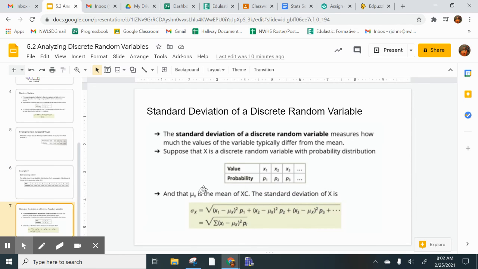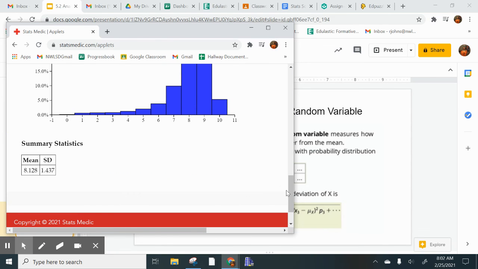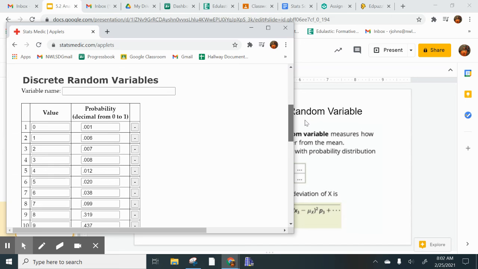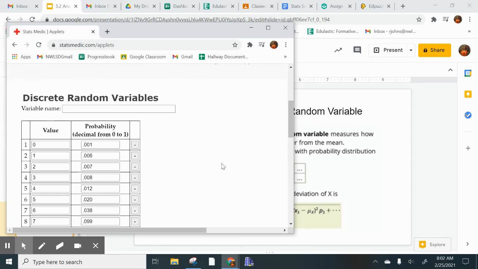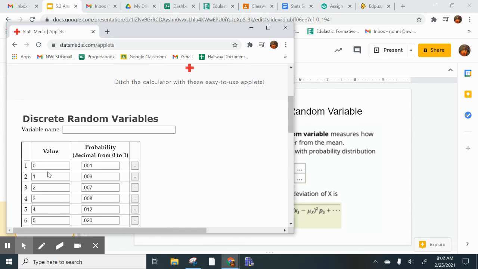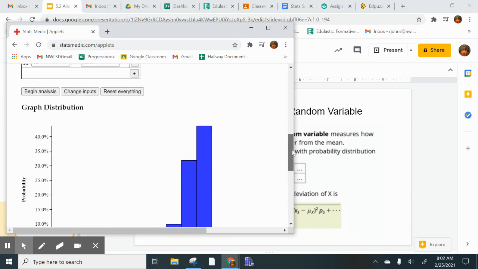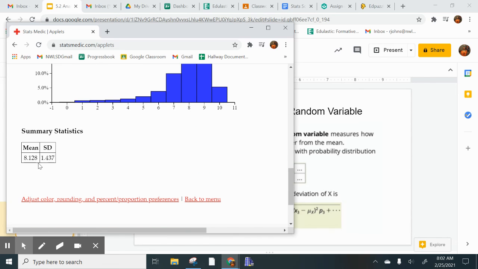The standard deviation of a discrete random variable measures how much the values of the variable typically differ from the mean. To calculate this, again, I don't expect you to do this by hand. I wouldn't do it even by hand. I would use this website that I'm talking about here. Again, I'll post this website in Google Classroom. All you'd have to do is put in the value, the probability, and the mean, and the standard deviation pops out just for you.